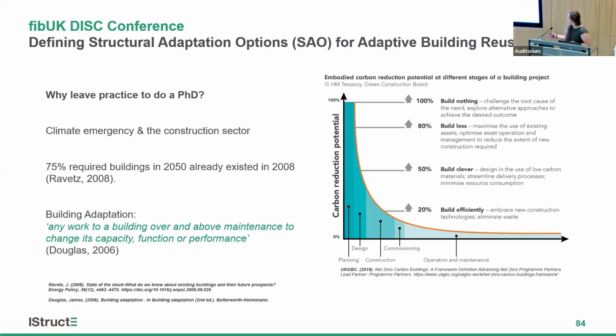And that is via building adaptation, which, as you can see here, is generally accepted to be any work to a building over and above maintenance to change its capacity, function, or performance. There's been increasing information about this in the news as well as within research and practice. It really aligns with circular economy, which is generally understood to be about maintaining the highest value form of our materials, in this case, the actual buildings.